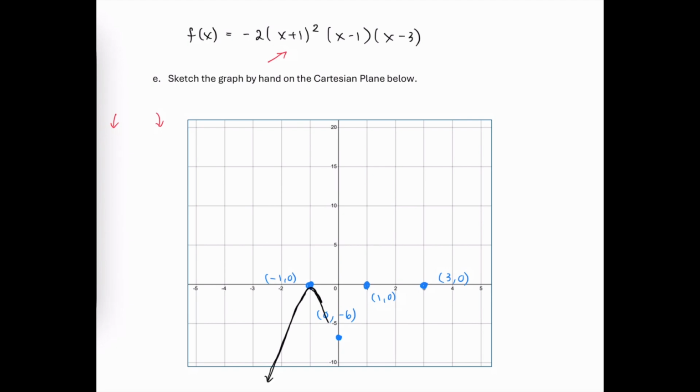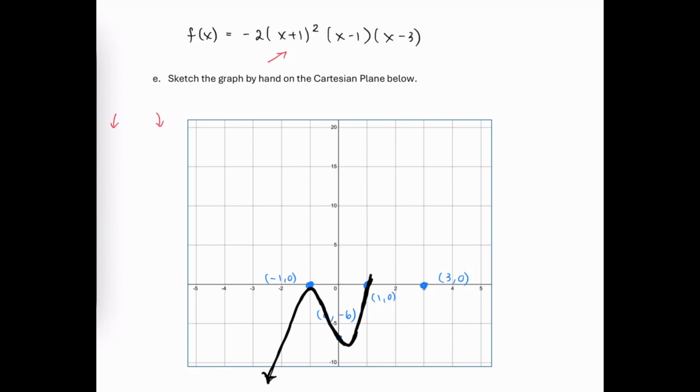We're going to come down here, pass through our y-intercept, and once we look at the graph on our calculator, we'll be able to see that this minimum does occur to the right of the y-axis. Then we come up to the next x-intercept. This one has an odd multiplicity, so we'll cross the graph here.